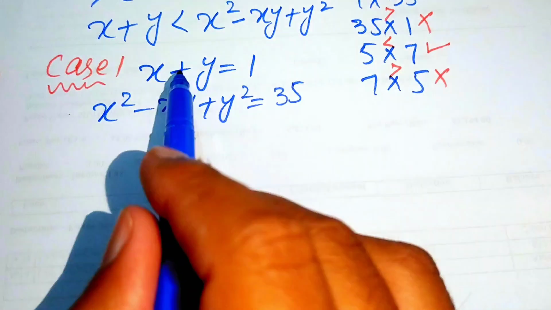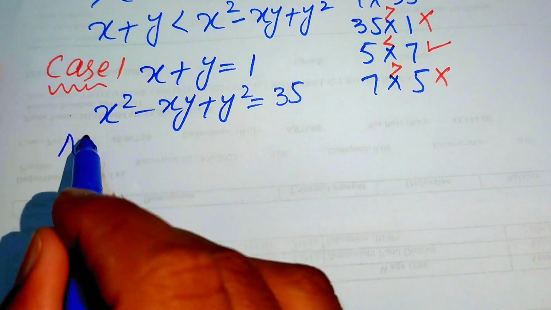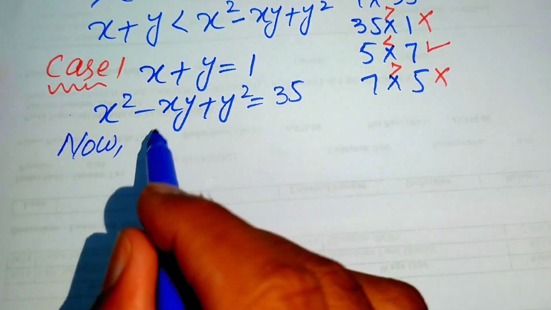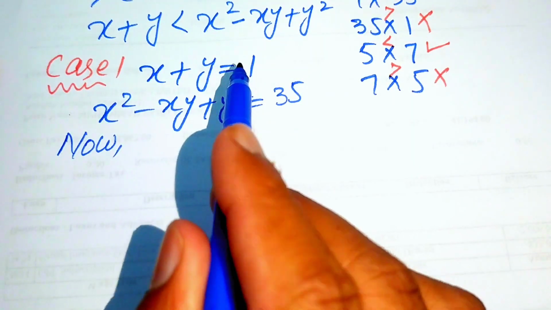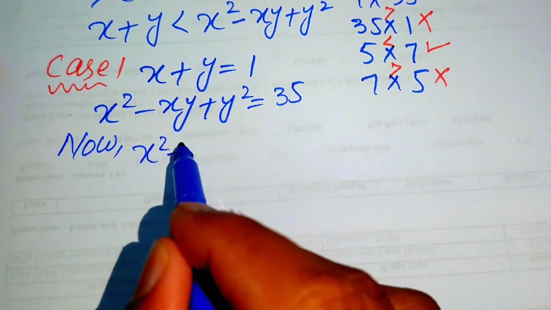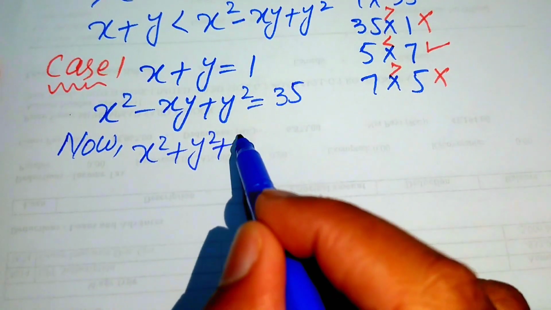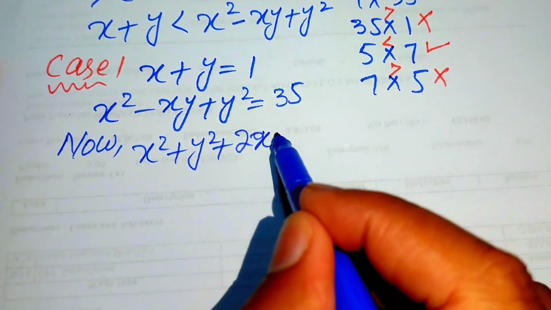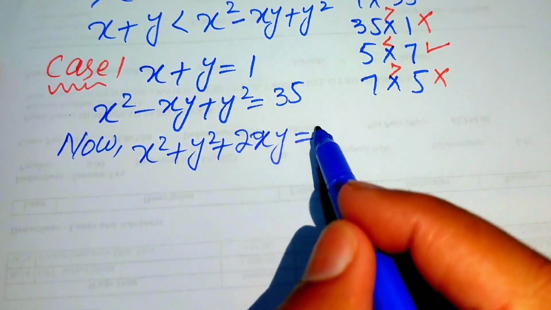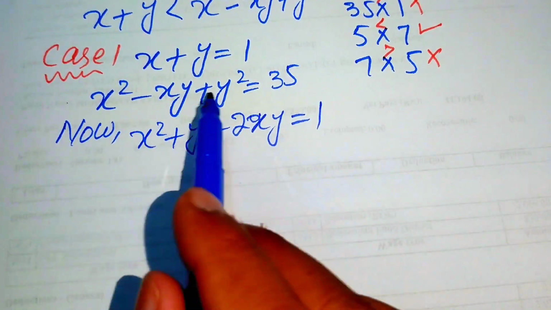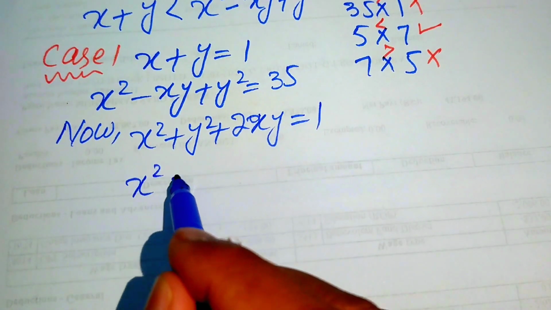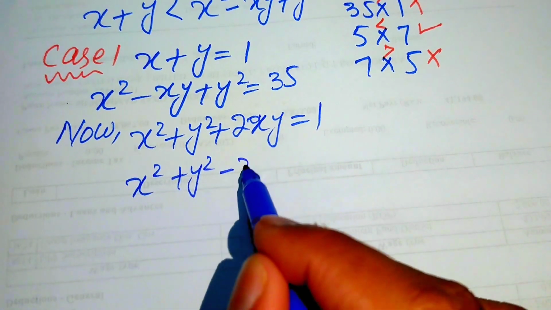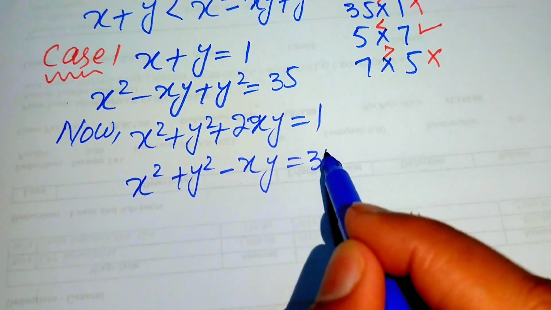Here first we take the square on this term on both of the sides, then you get x squared plus y squared plus 2 times xy equals the square of 1, which becomes 1. And we rearrange these terms, and we get x squared plus y squared minus xy equals 35.